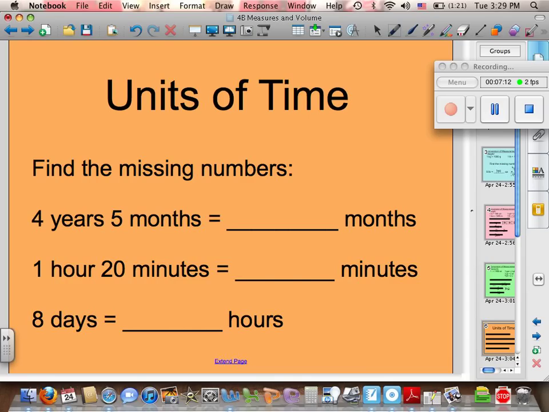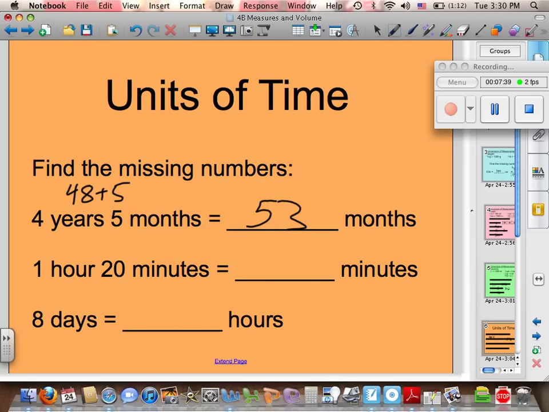Now we're going to talk about a few different units of time. 4 years and 5 months equals how many months? Well, in 1 year we know there are 12 months. So 12 times 4 is 48. Plus those extra 5 months we already have, we have 48 plus 5, and that's going to give us 53 months.